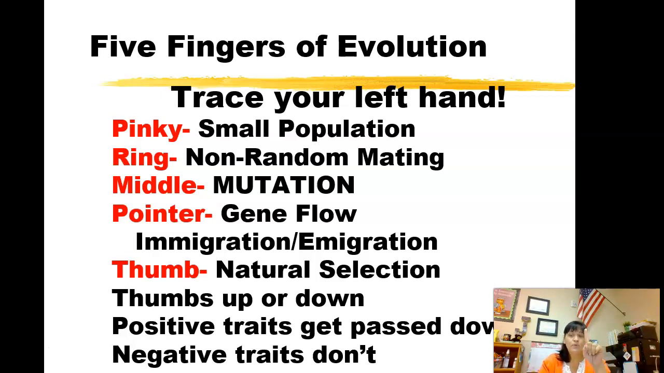The next is that pointer finger, okay? Remember the pointer finger came off and started walking? So it's gene flow. Gene flow, or immigration and emigration.